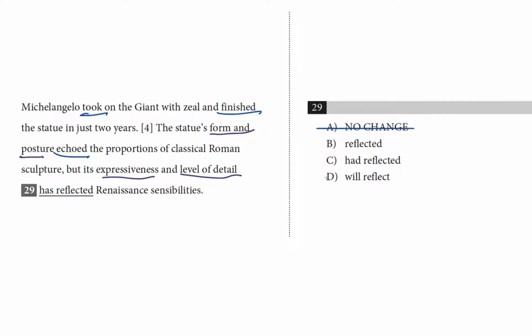Because has reflected is present tense. When you see a two-verb phrase, look for the helper verb, because that will tell you the tense of the phrase. And choice D, will reflect, is future tense, which is, again, not the past. So that leaves us with choices B and C, reflected and had reflected.